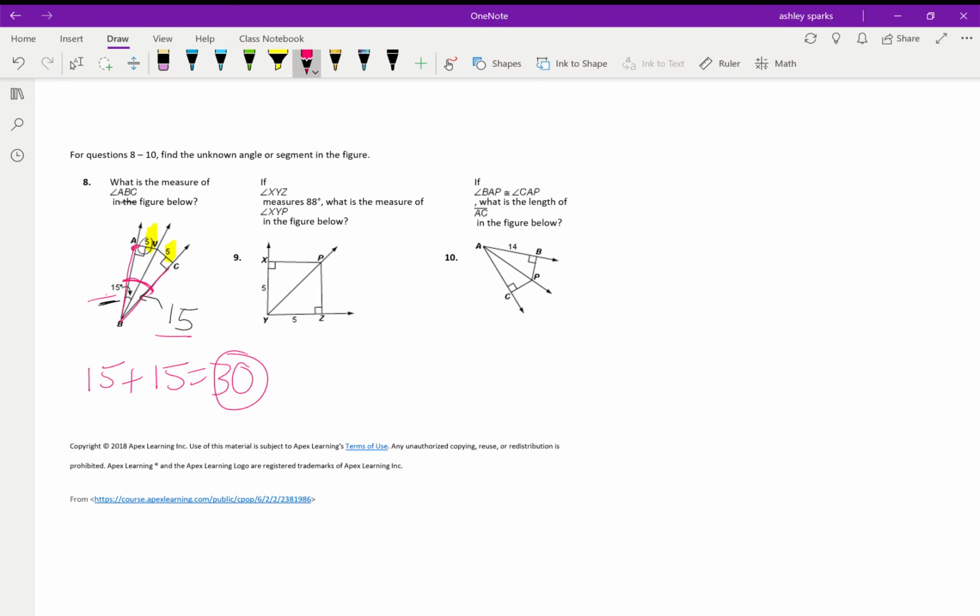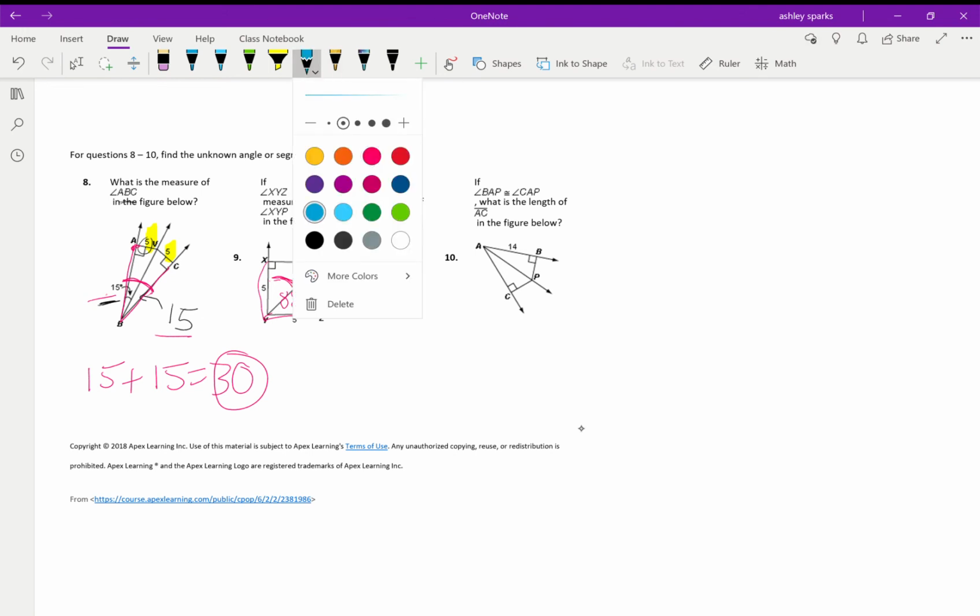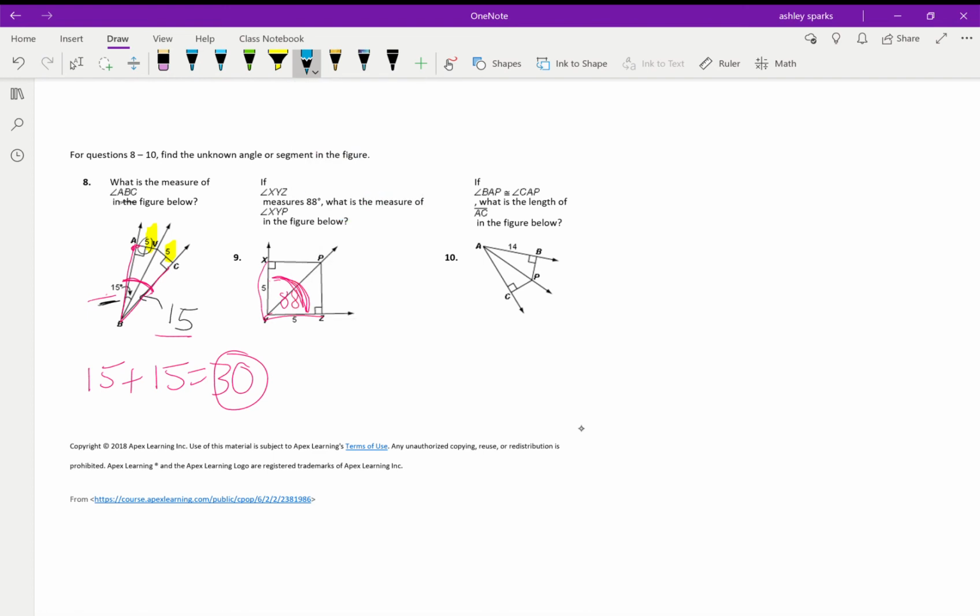The other ones just play around. Read through the questions and try your best. So if I'm starting to set up 9, it says angle X to Y to Z. X to Y to Z is 88. Okay? So this whole thing is 88. And the question is asking me, what is X to Y to P. So that's just this side. So think about what you would do to that 88 to get that side.